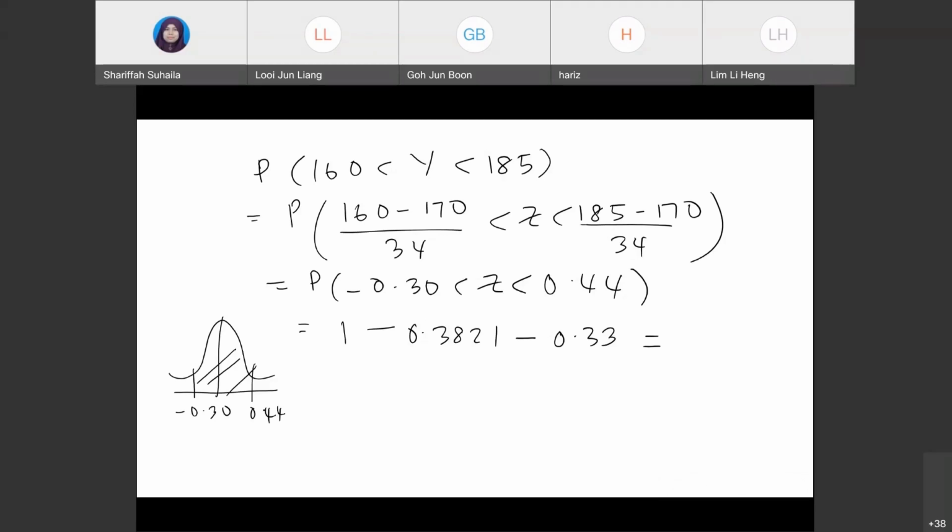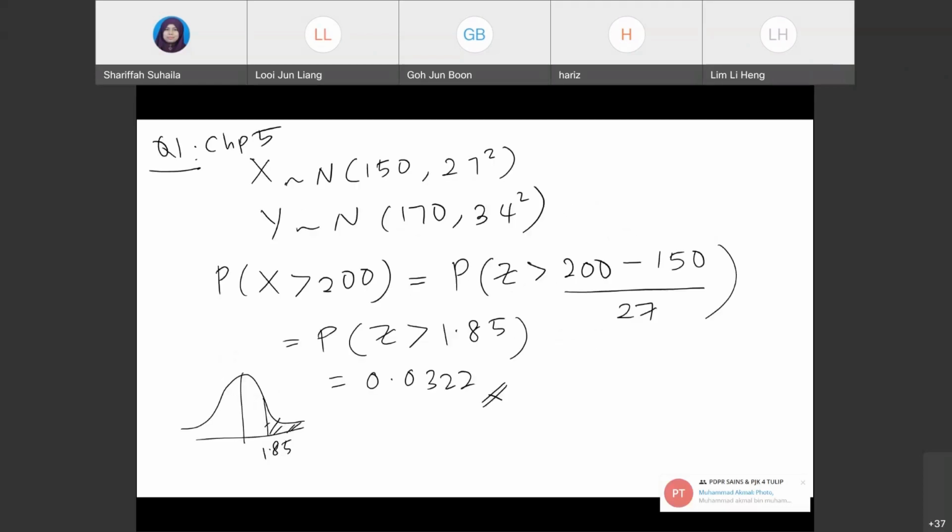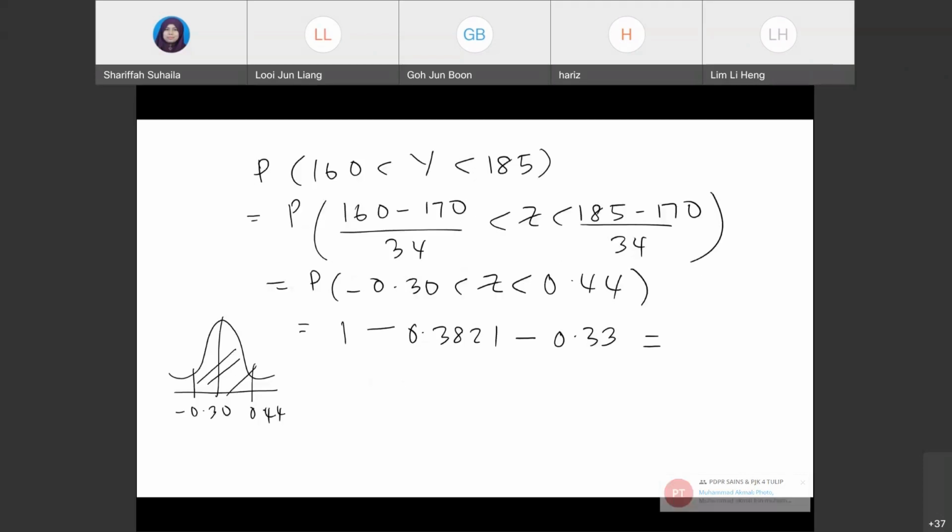So you have 0.2879. Don't need to square root. Given is your standard deviation, which is 34. So you had this here earlier. Wait a moment, okay, this one. Y is normally distributed with mean 170 and sigma square, 34 square. What is given in your question is the standard deviation.